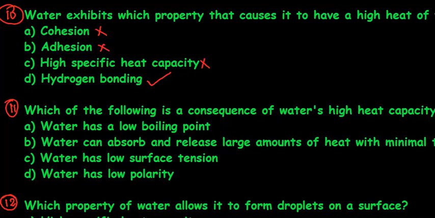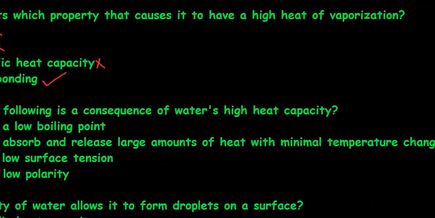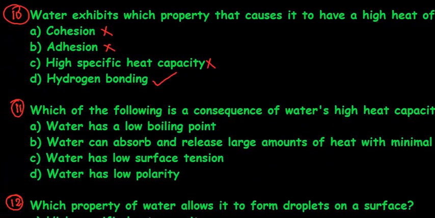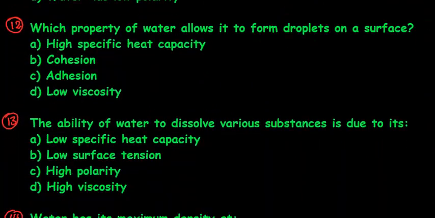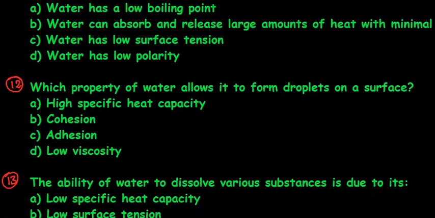Question number 11, the correct answer is water can absorb and release large amount of heat. I'm sure we have discussed that as well. This is the correct answer. What about question number 12? In this case, it says, which property of water allows it to form droplets on a surface?